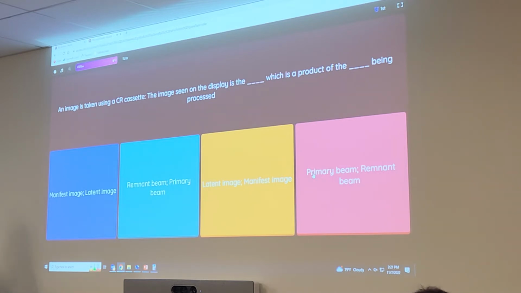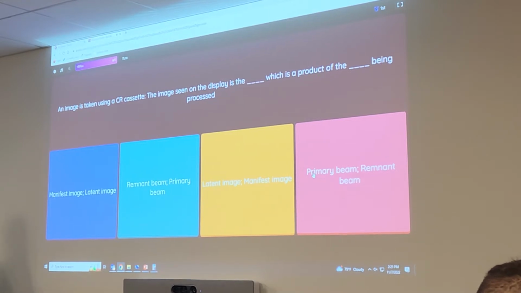An image is taken using a CR cassette. The image seen on the display is the blank, which is the product of the blank being processed. The image we see is the manifest image. You basically got it right already. This was the manifest image, and the latent image is the one that's not yet processed. Everybody understands this one?